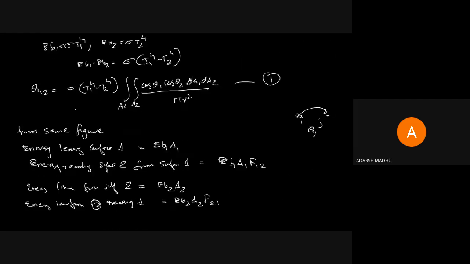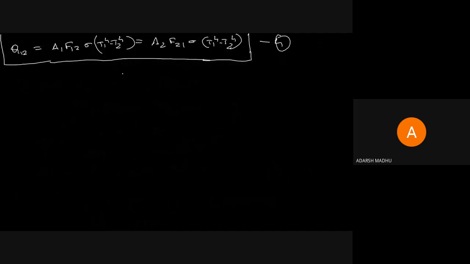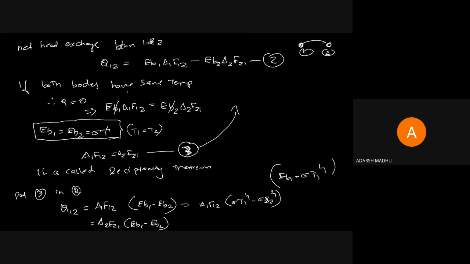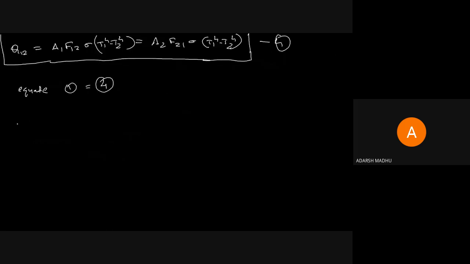First, we have found the equation as Q12 equal to sigma into T1 raised to 4 integration of A1 A2, the particular equation, the first case. And in the second case, we have the equation Q12 equal to A1 F12 into sigma T1 raised to 4 minus T2 raised to 4, equal to A2 F21 sigma T1 raised to 4 minus T2 raised to 4. So we equate the first equation with the second equation.